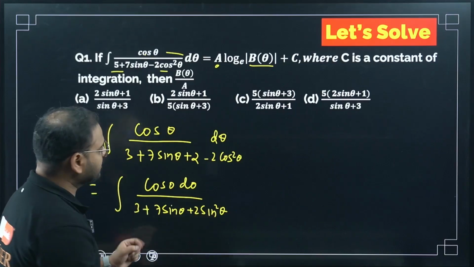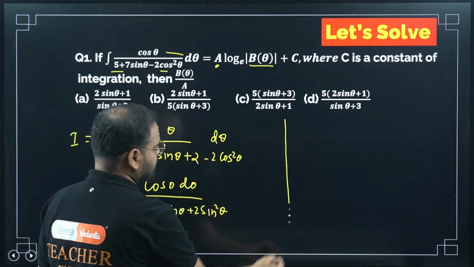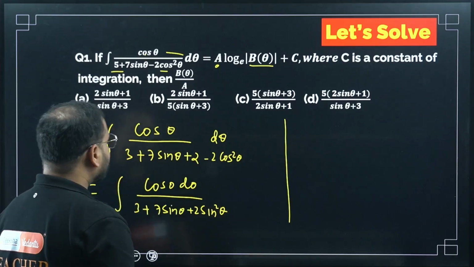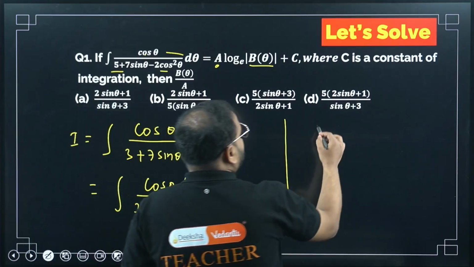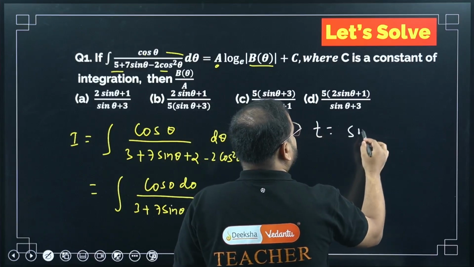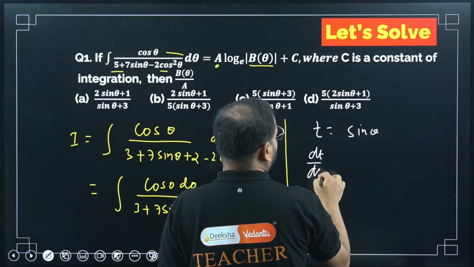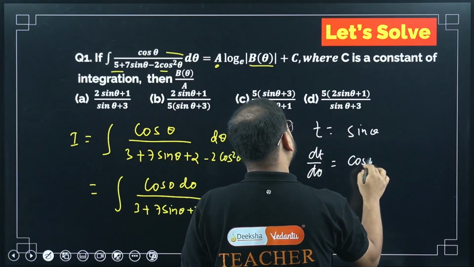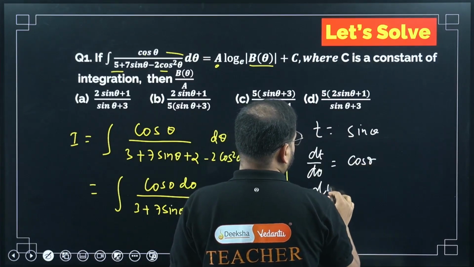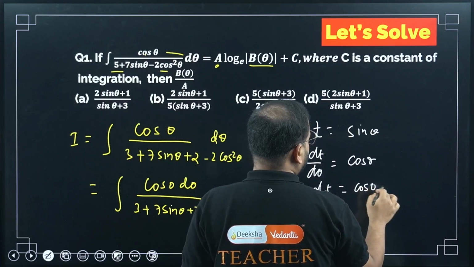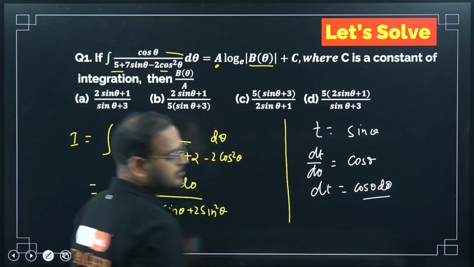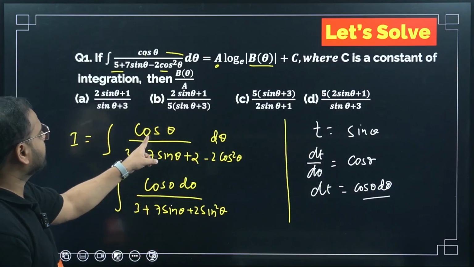Now the substitution comes. I'll show you the substitution over here. Please check. Take t equals sin theta. Differentiate, so dt by d theta equals what? Cos theta. Replace it over here: dt equals cos theta d theta. Yes, the same thing is present over here in the numerator, cos theta d theta.